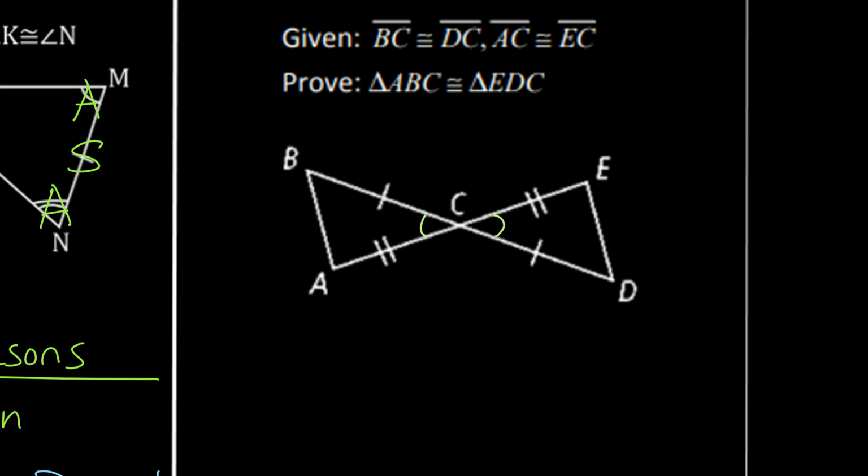Now what do I do? You label with your S's and your A's. And how does the left triangle read?